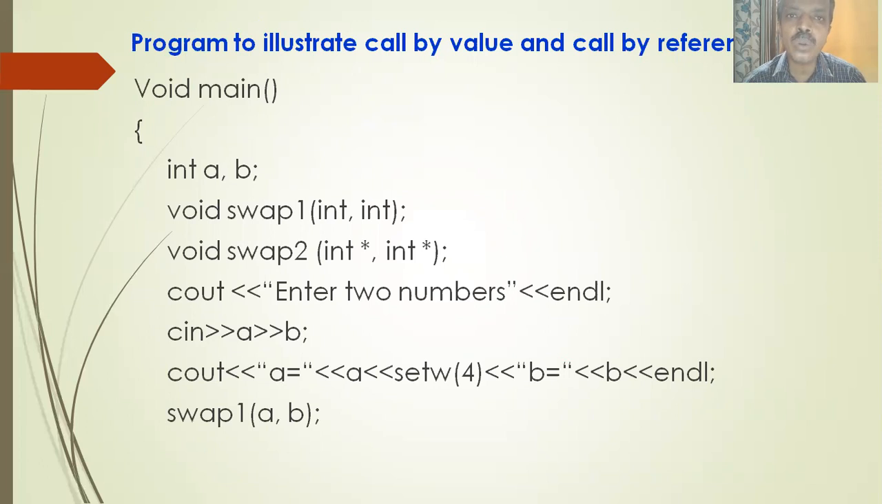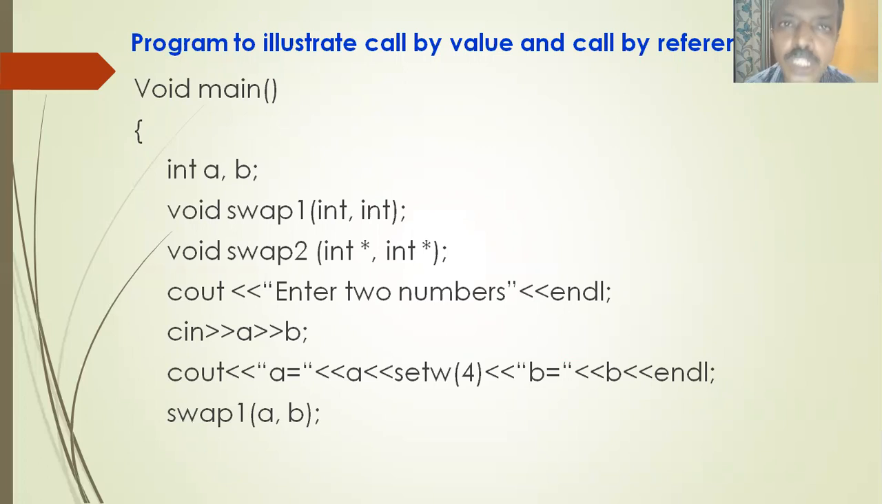In call by value, the actual arguments are variable names, and the formal arguments are also variable names. Whereas in the case of call by reference, the actual parameters are the addresses of the variables, and the formal parameters are the corresponding pointers. So here the inputs are A and B. I have to write two functions, swap1 and swap2. Swap1 illustrates call by value, and swap2 illustrates call by reference.